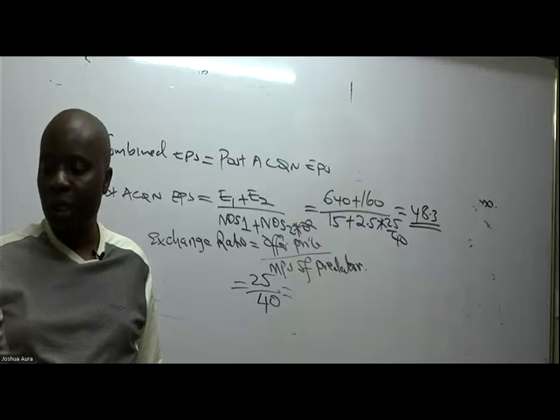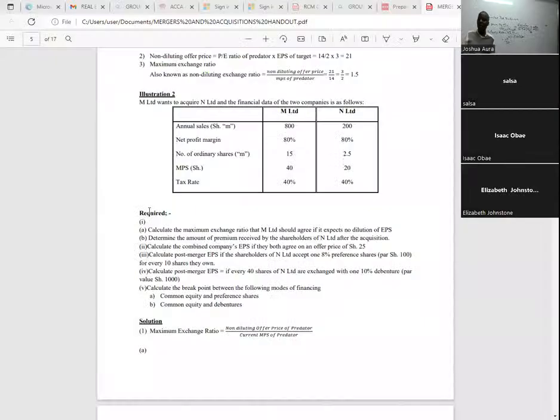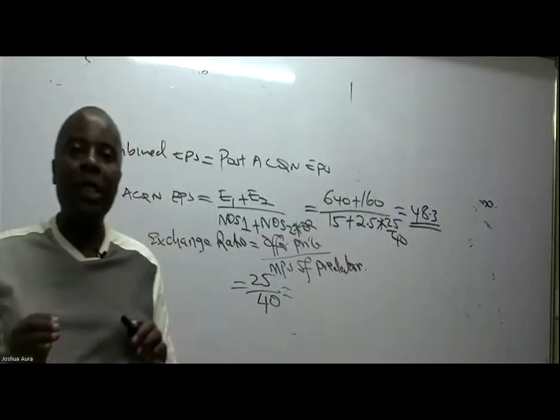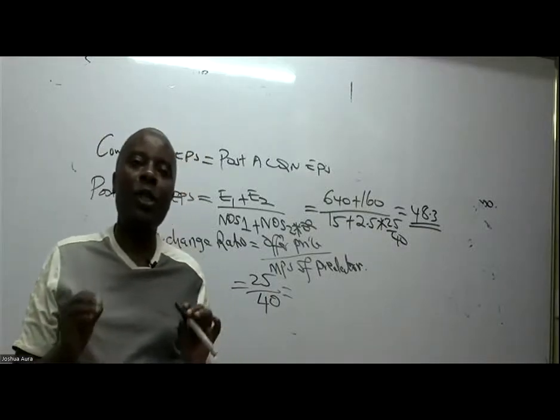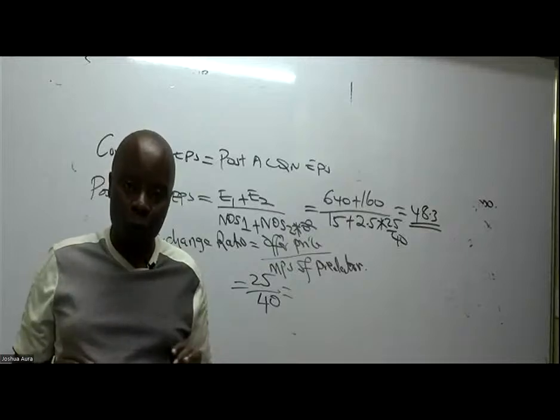So welcome to our today's session. Today, they would want me to calculate something very easy: the post-merger EPS if the shareholders of N Limited accept a 1.8% preference shares whose par value is 100 for every 10 shares they own. Great. So I can see vividly that preference share capital is being introduced.